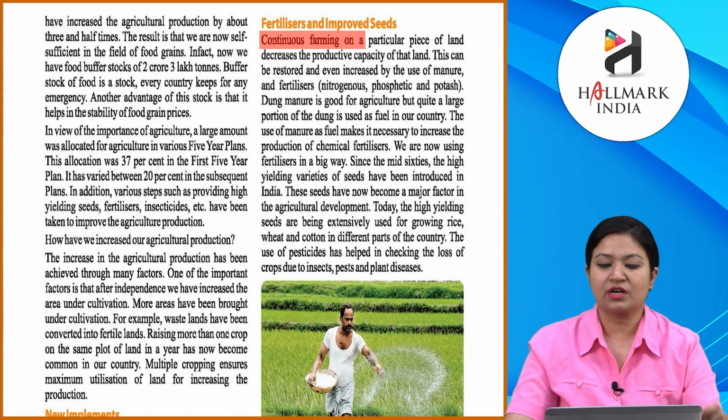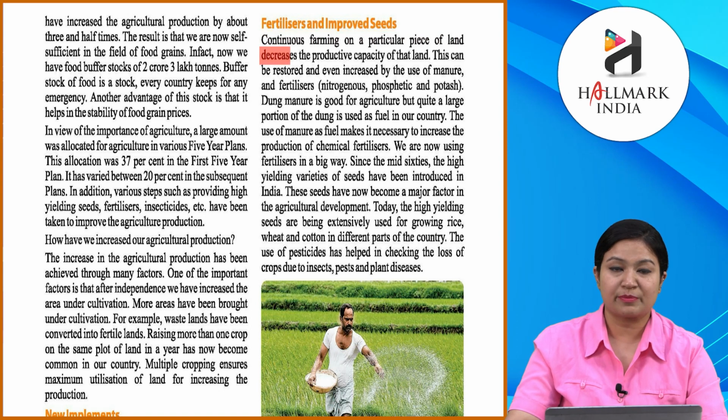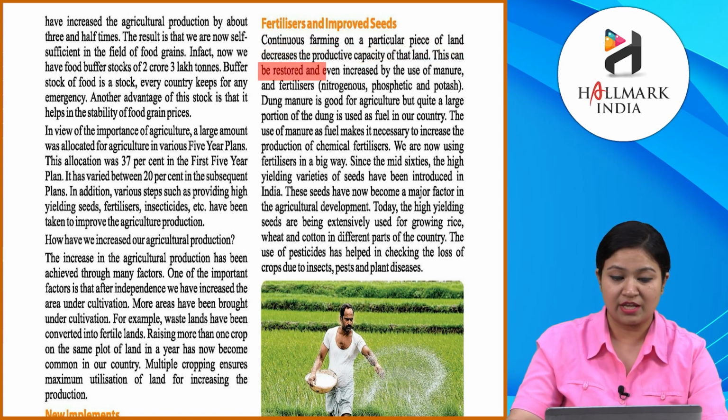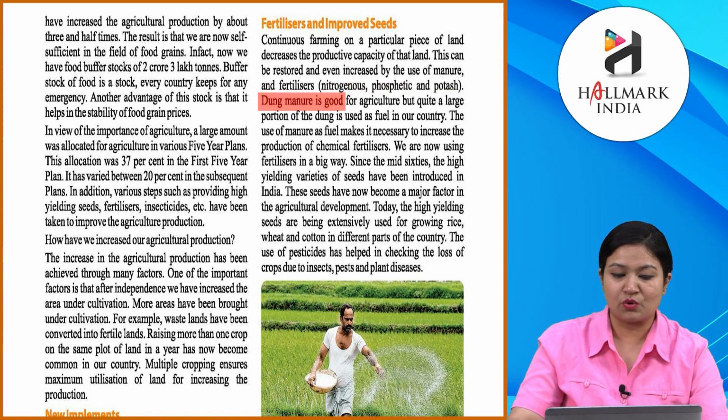Continuous farming on a particular piece of land decreases the productive capacity of that land. This can be restored and even increased by the use of manure and fertilizers. Nitrogenous, phosphatic and potash dung manure is good for agriculture, but quite a large portion of the dung is used as fuel in our country. The use of manure as fuel makes it necessary to increase the production of chemical fertilizer. We are now using fertilizers in a big way.